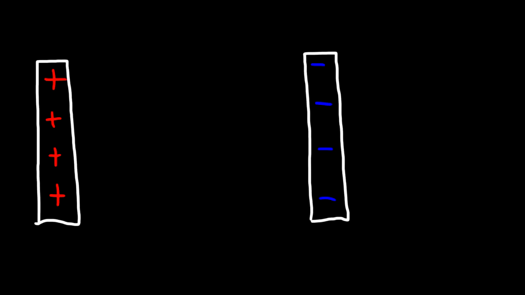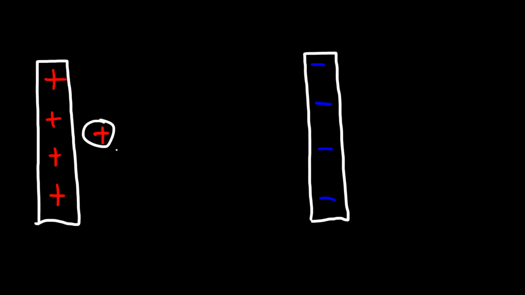Let's say we have two charged metal plates. On the left side, this plate will be positively charged, and on the right side, this will be negatively charged. Now, what's going to happen if we place a positive charge near the positive plate? What's going to happen?